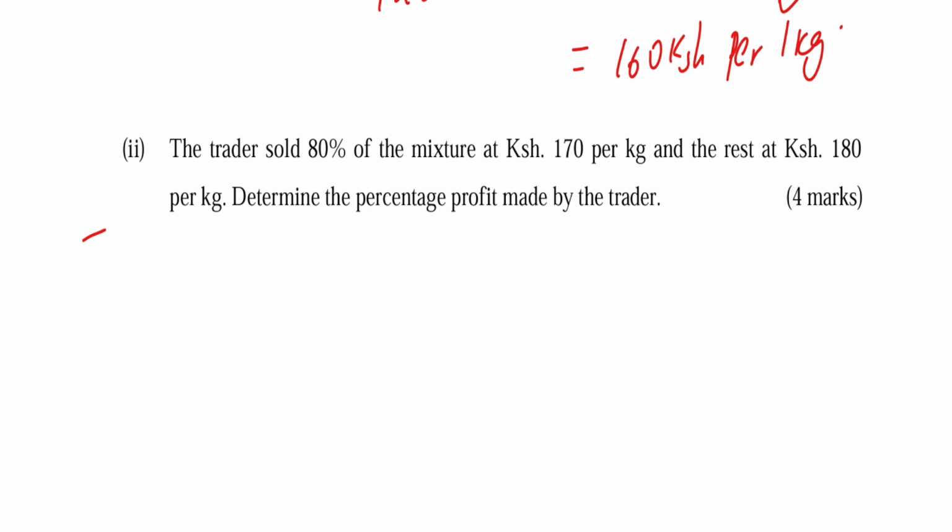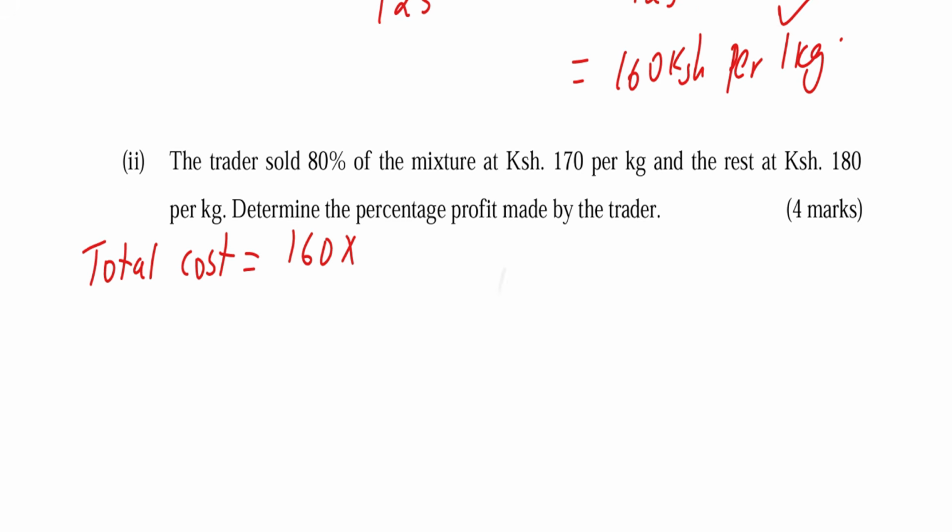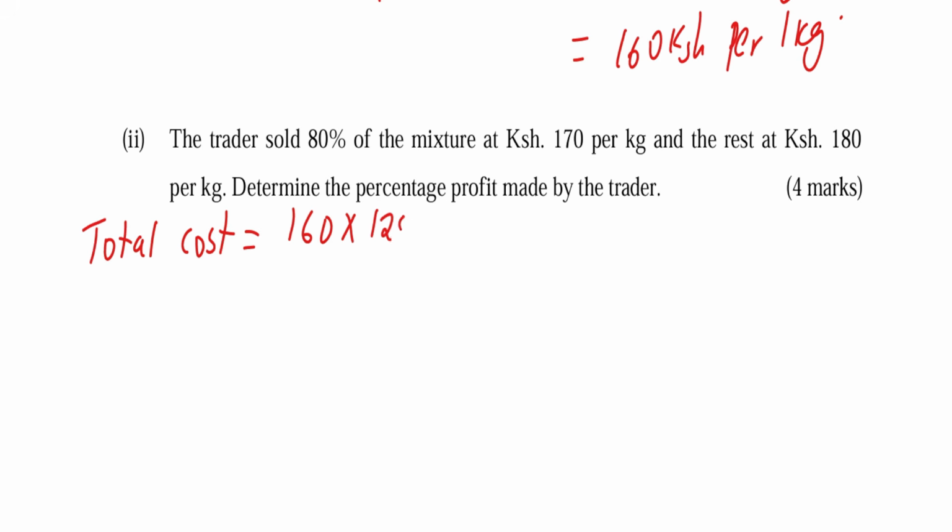The total cost that he incurred is 160 times the total kgs, which is 125 kgs, because you have mixed the two, so the total is 50 plus 75. The reason why I'm finding the cost is because you will use it to find your profit. So 160 times 125 gives you 20,000. Obviously we found that above. Now that's the total cost.